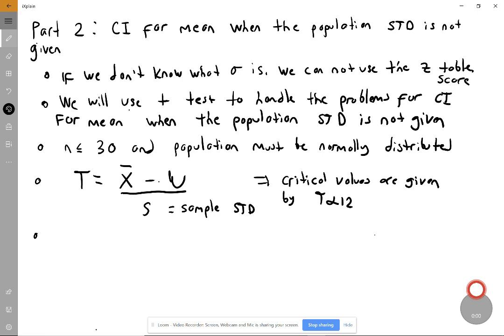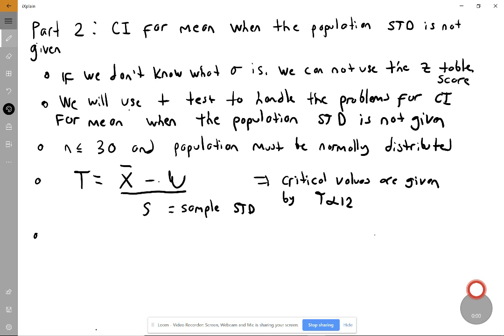But in this part of the lecture, we're dealing with confidence intervals when the population standard deviation is not given. Again, don't get yourself confused. I'm saying the population standard deviation is not given. So the sample standard deviation may be given in the question, or you may need to calculate it, but we don't know what the population standard deviation is.